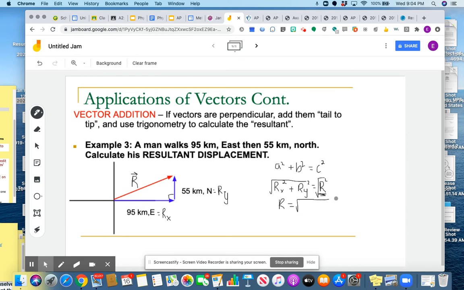to get the equation R is equal to the square root of the x component squared plus the y component squared. And this will be our standard equation that we use to find the resultant vector. So again, we're going to use this equation to find the resultant vector. So this is an equation that would go on your note card.